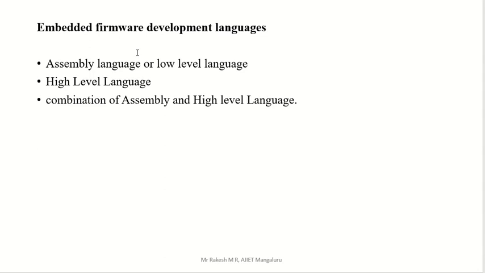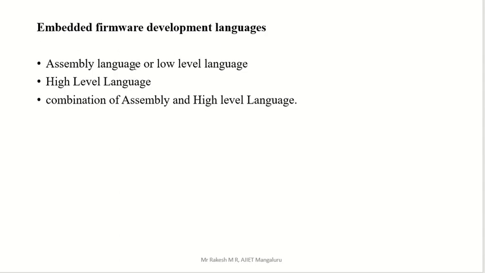How to select the language is one of the issues in hardware software co-design. Related to that we have the concept called embedded firmware development language. The different languages listed are assembly language or low level language, high level language, and a combination of assembly and high level language. These are the three different methods we are using to select a language.